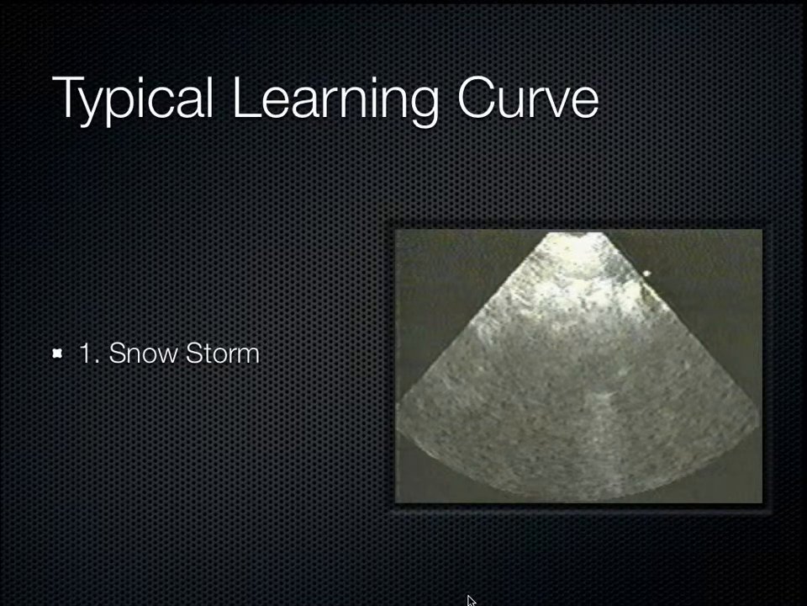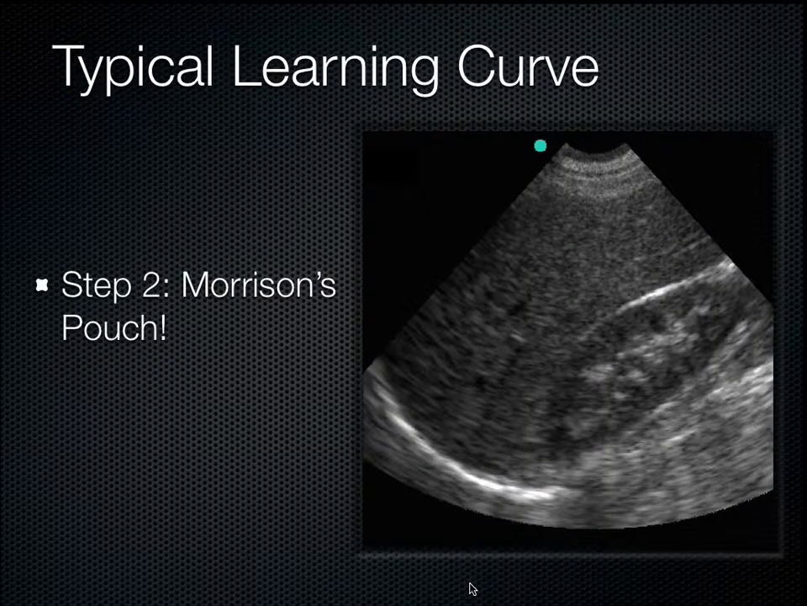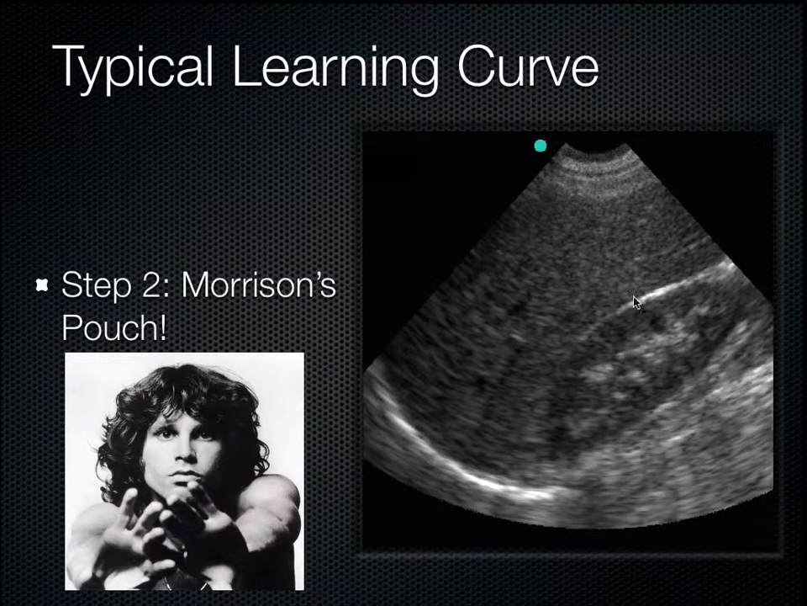But you know what's happened over time is that the machines have gotten much better, and we've gotten much better. And so you reach that step 2 pretty quickly, where suddenly Morrison's pouch is jumping right out at you. And you're seeing the diaphragm, you're seeing the mirror image artifact, and you're seeing the other structures on the screen come to life. And that's a very empowering moment in this learning curve.